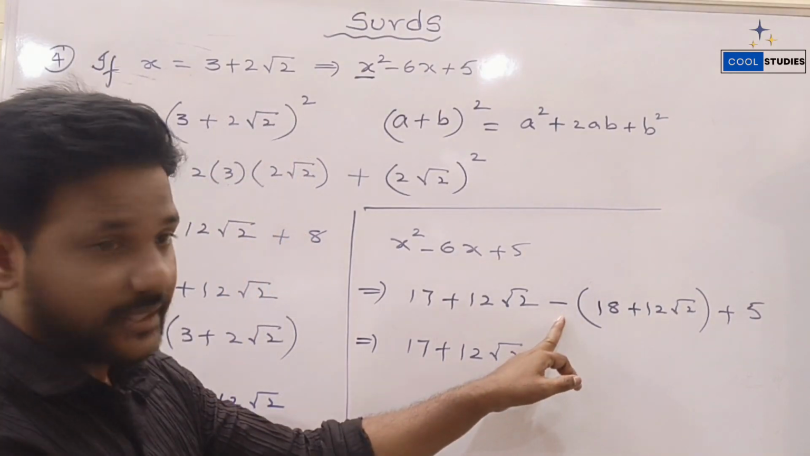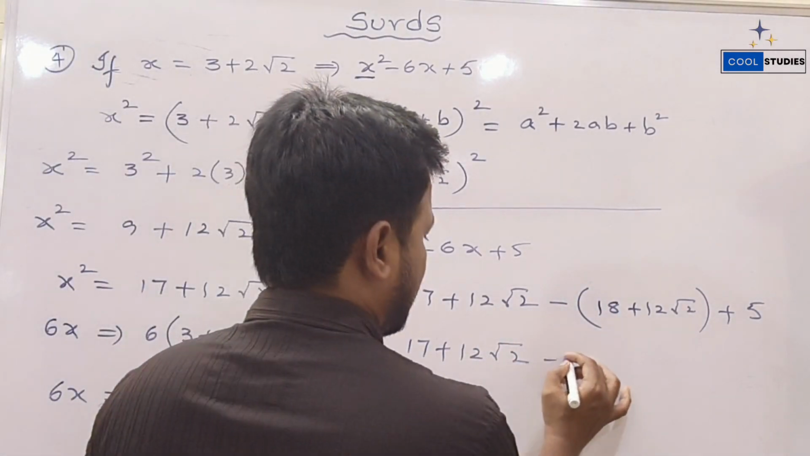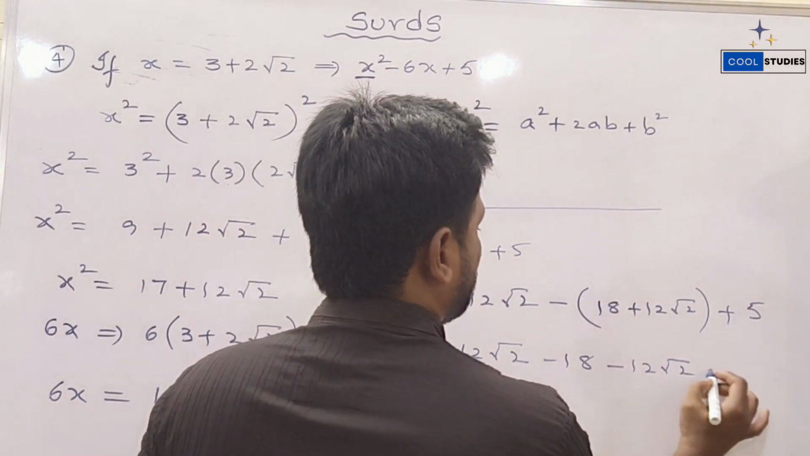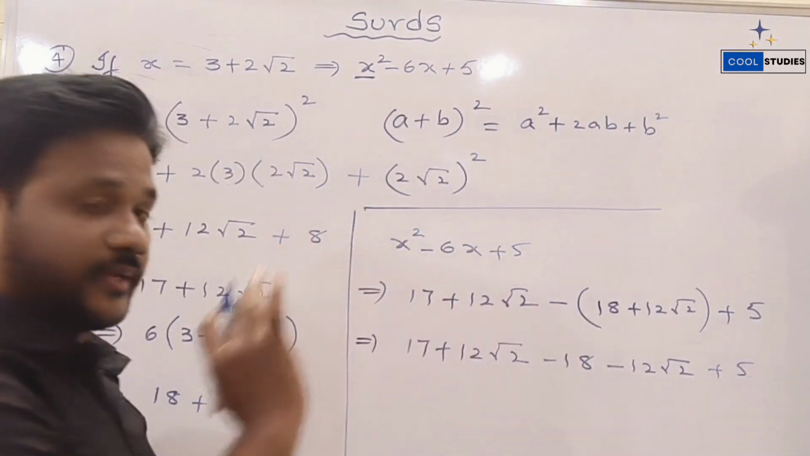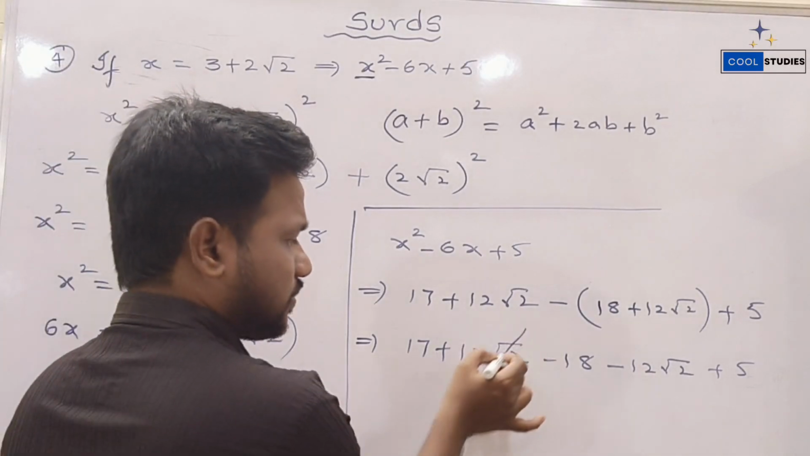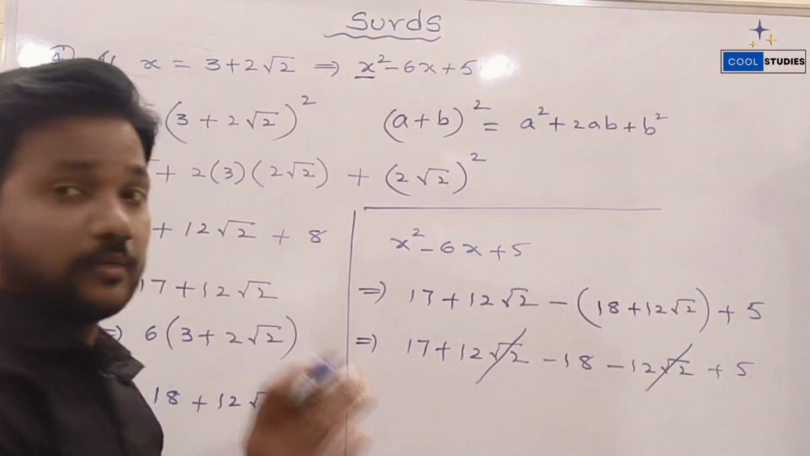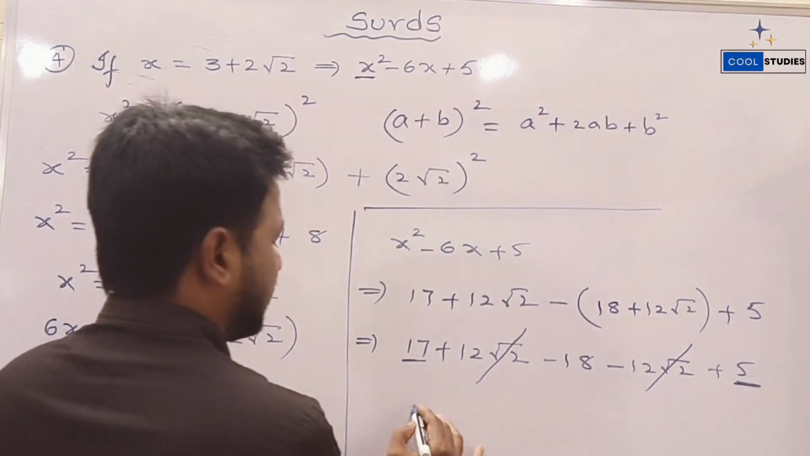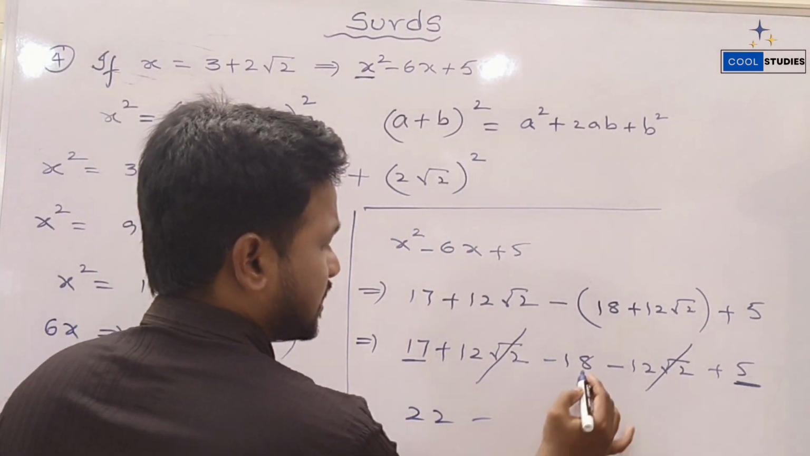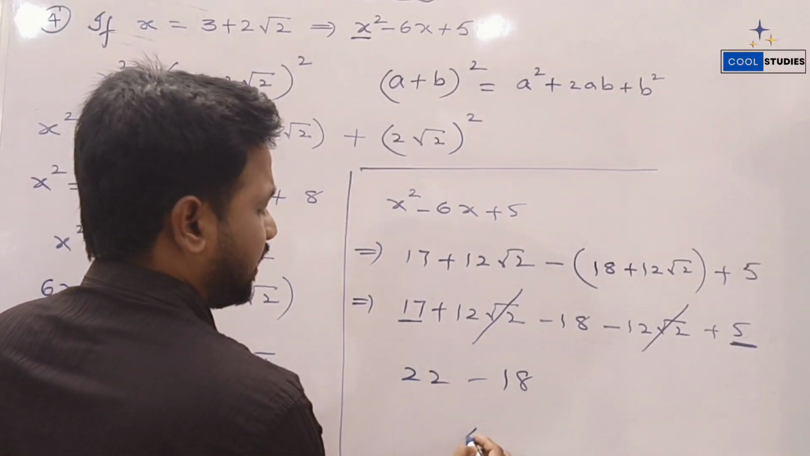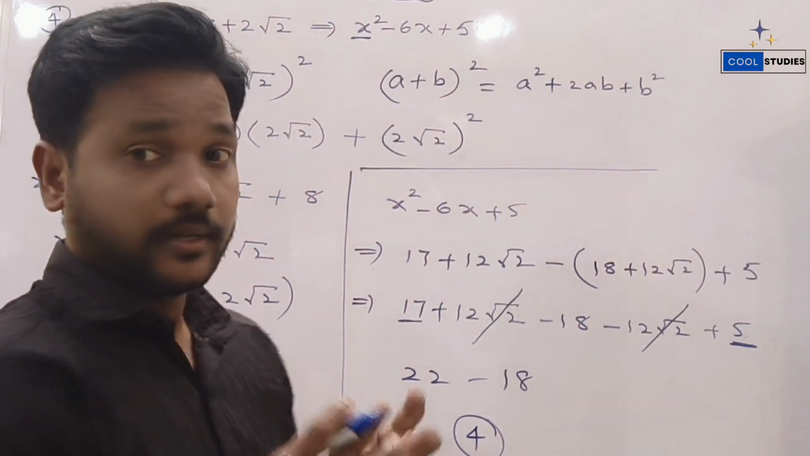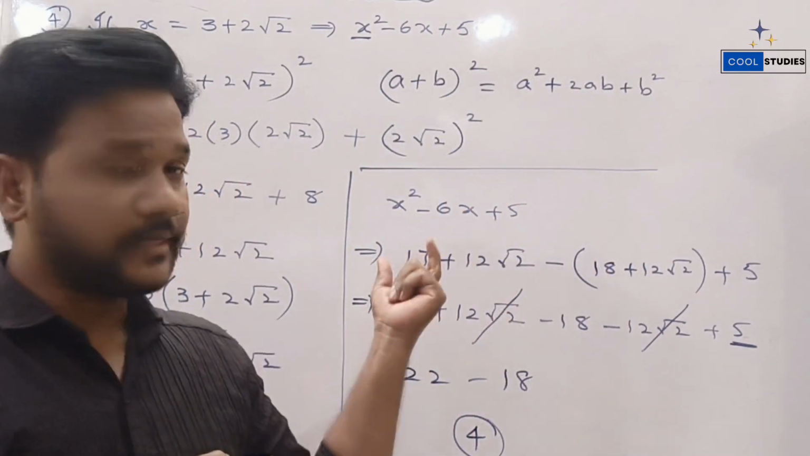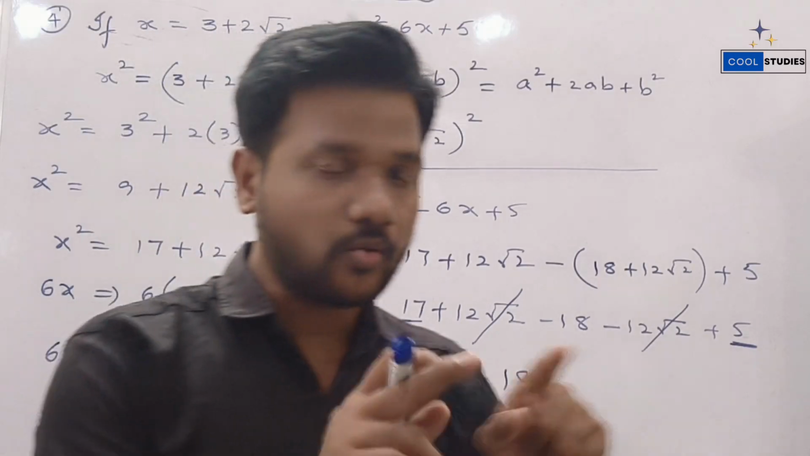Let us multiply with minus. Minus into plus, minus 18. Minus into plus, again minus 12 root 2, plus 5. If we observe here, plus 12 root 2 and minus 12 root 2 both cancel. 17 plus 5, total what do we get? 22 minus 18. 4 is the answer. Dear students, what answer did we get here? 4 is the answer. Still if you have any doubt regarding this question, express your doubts in the comment box.